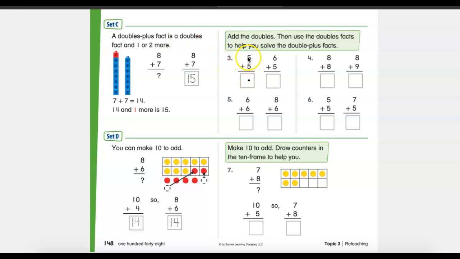It tells us again that a doubles plus fact is 1 or 2 more. So for example, if you were to add together 5 plus 5, we know that 5 plus 5 is 10. So if I am adding 6 plus 5, well, 6 is just 1 more, so I add 1 more to 10 and write my answer in the blank. So again, for numbers 3 through 6, solve the doubles fact, then use that to help you solve the doubles plus fact. Now would be a good time to pause the video to continue working on these problems. When you press play, we will begin talking about our problem in set D.